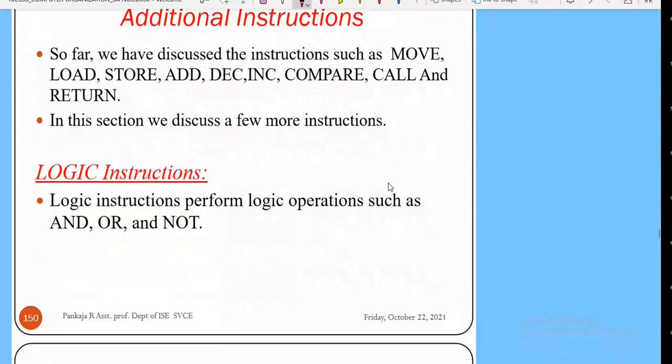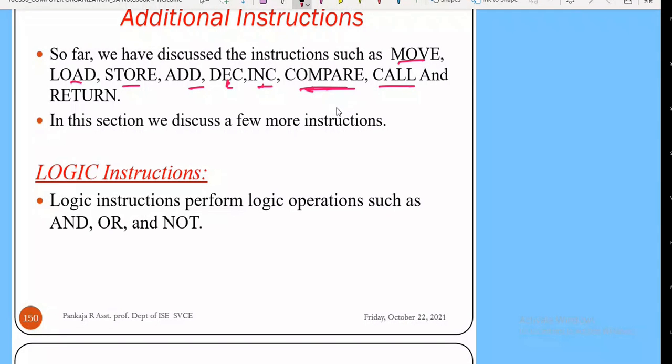So now we have discussed some of the major instructions: move, load, store, add, decrement, increment, compare. Actually, we have not used this directly. If you want to decrement by 1, normally you will use the decrement instruction. And if you want to increment, you can use the increment instruction. Then we have used compare, call, return. These are all the different instructions we have discussed till now.